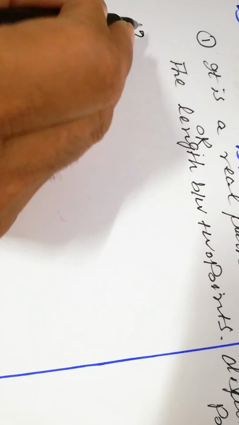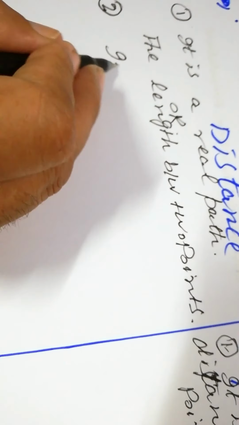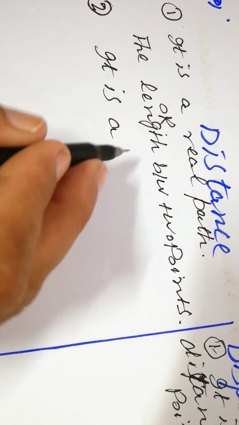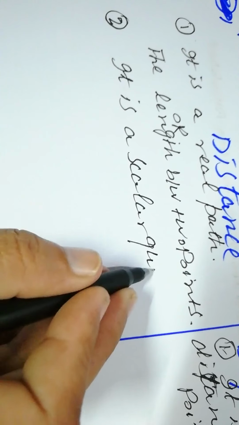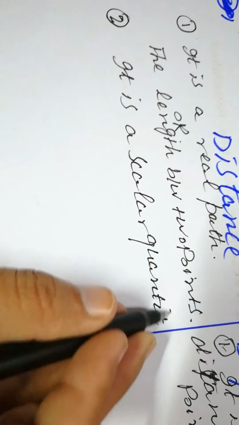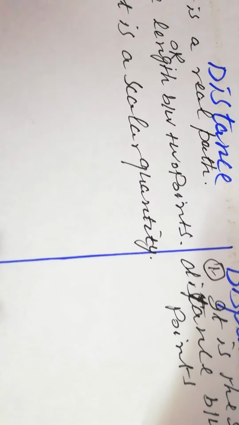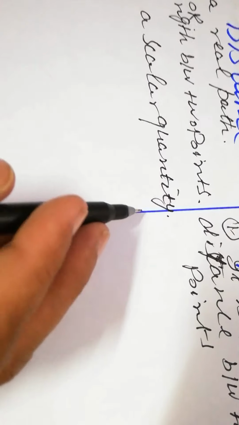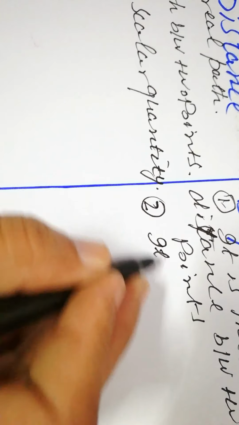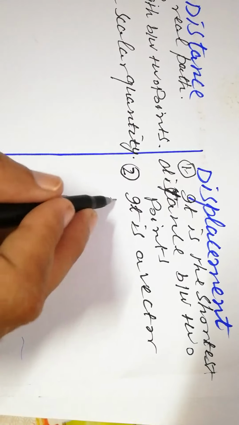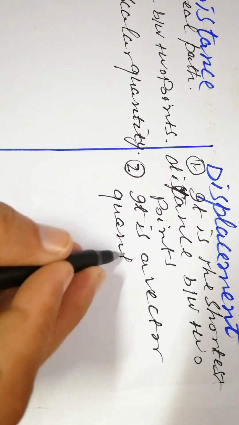Now the second one is, distance is a scalar quantity. It's a scalar quantity, so there is no need of a direction arrow. And in case of displacement, it is a vector quantity.